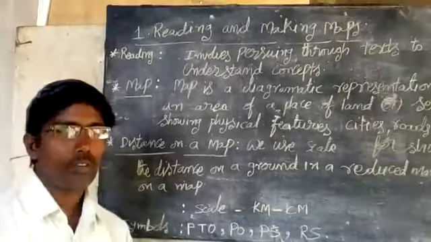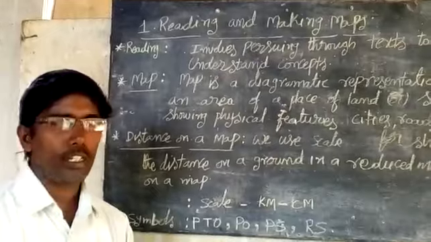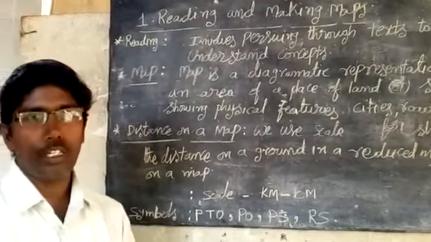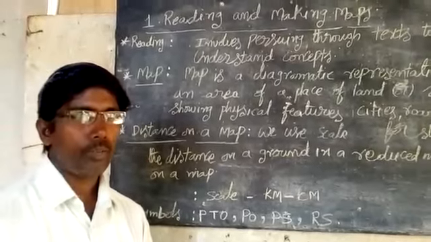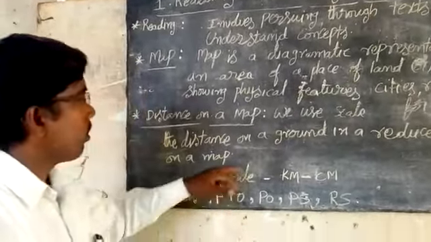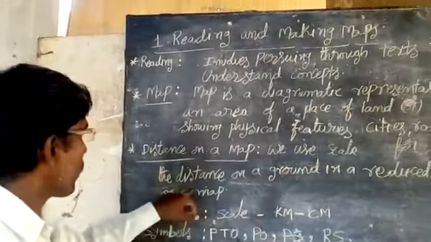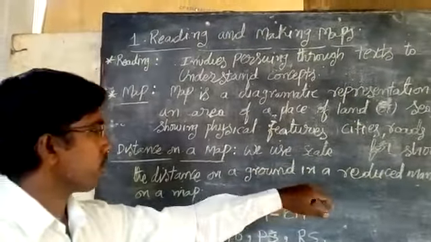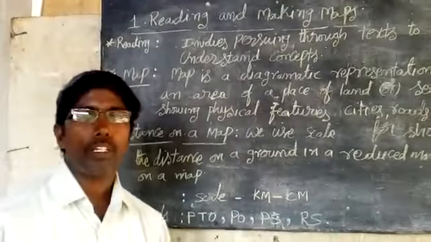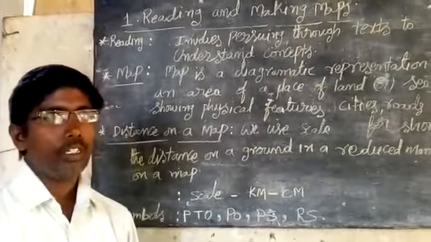Okay. Scale or distance on a map. It is not possible to show the actual distance on a map. For that purpose, map makers use the scale. We use scale for showing the distance on the ground in a reduced manner on a map.